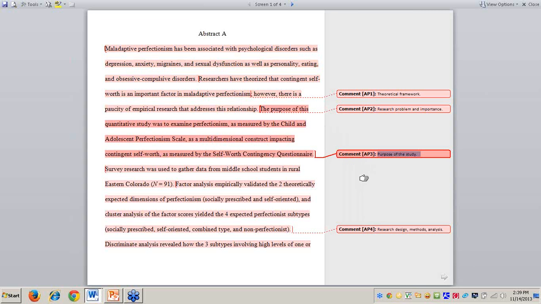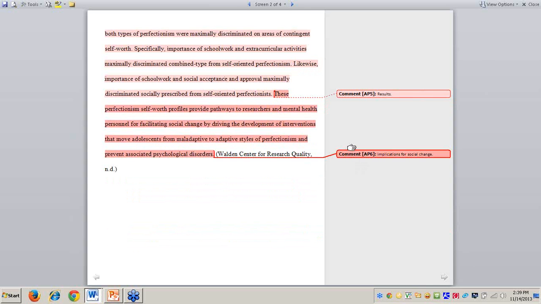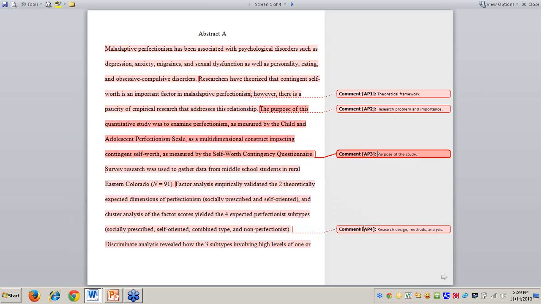We move on to the purpose of the study. I understand it's to examine perfectionism as measured by this specific scale, and moving on to more detail further on. And then these next few sentences actually give me the research design, the method, and the analysis. So it tells me that data were gathered from middle school students in rural eastern Colorado. It provides me the sample size, always necessary.